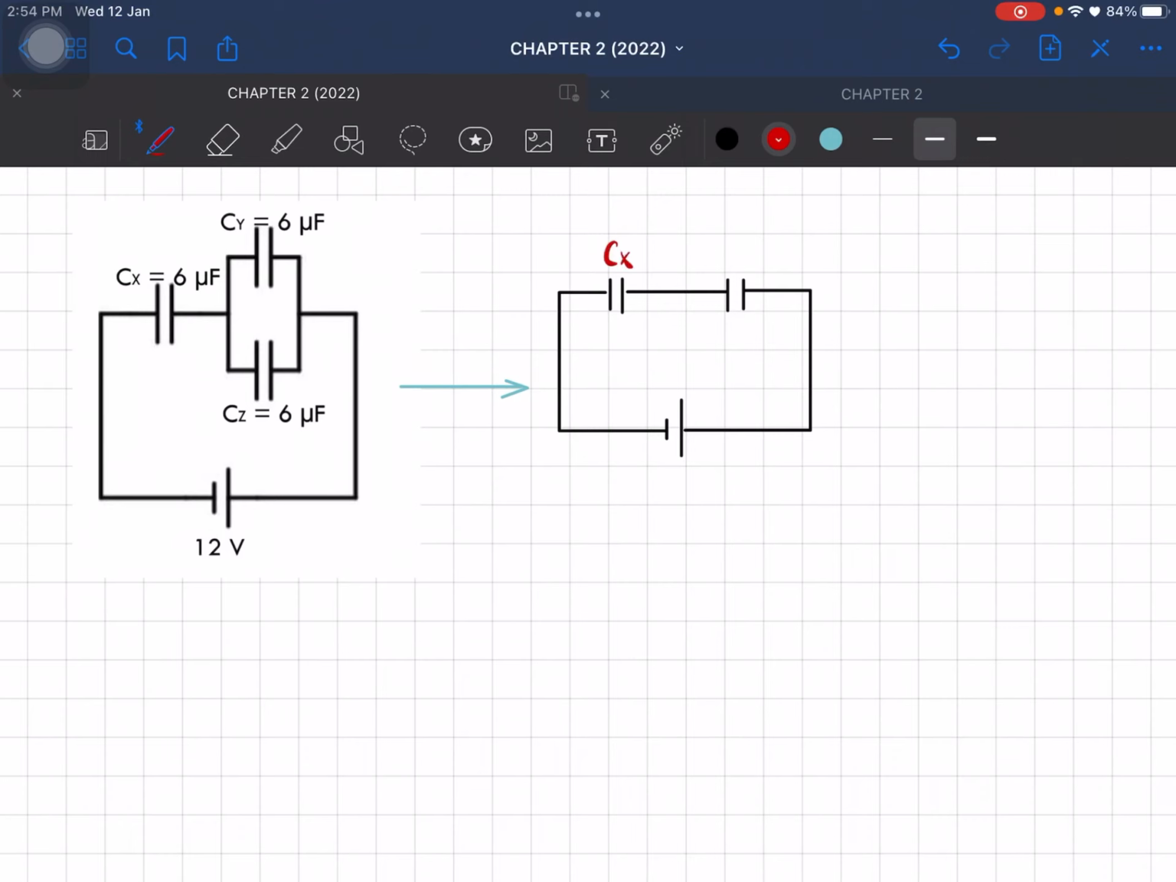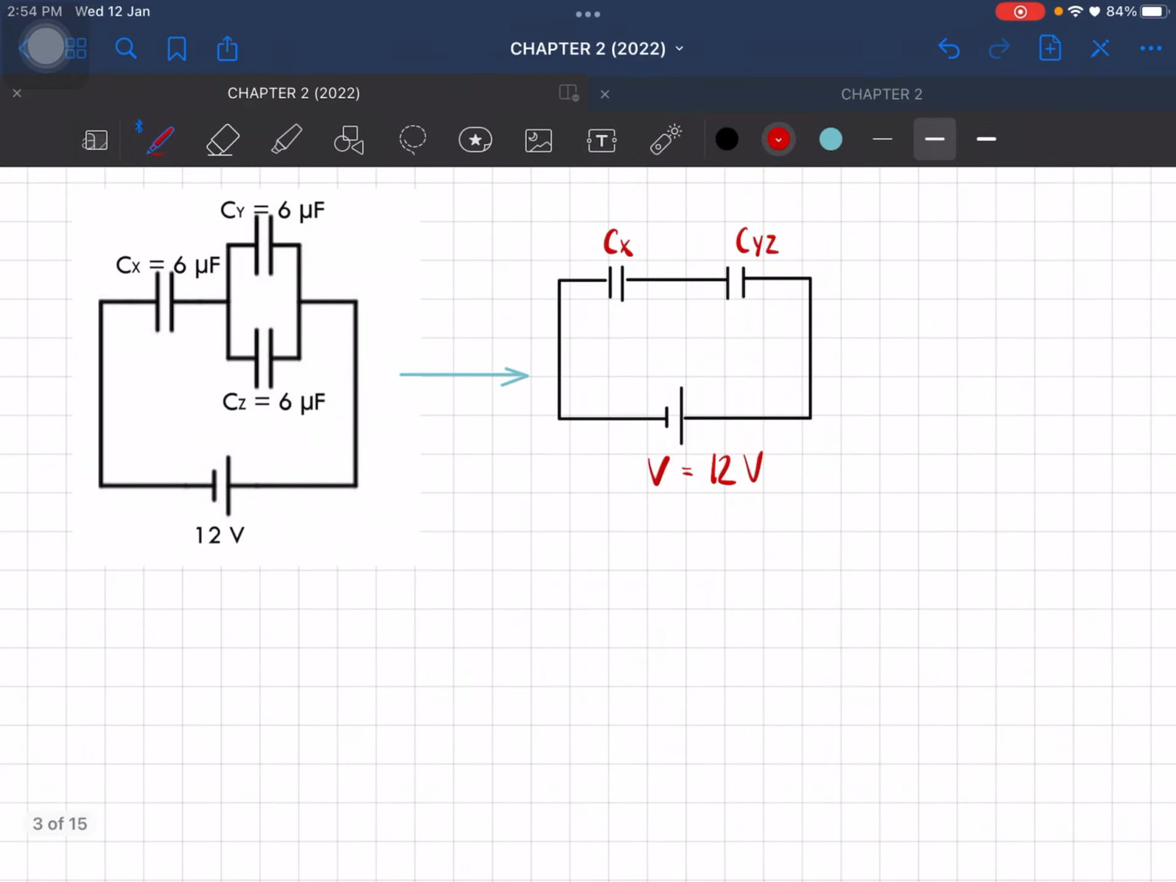So this is Cx, this is gonna be Cyz, and then this is our supply voltage. We will call it Vs, but just V, V is 12 volt. Okay, right, so we are gonna try to calculate this. We are gonna try to solve this.